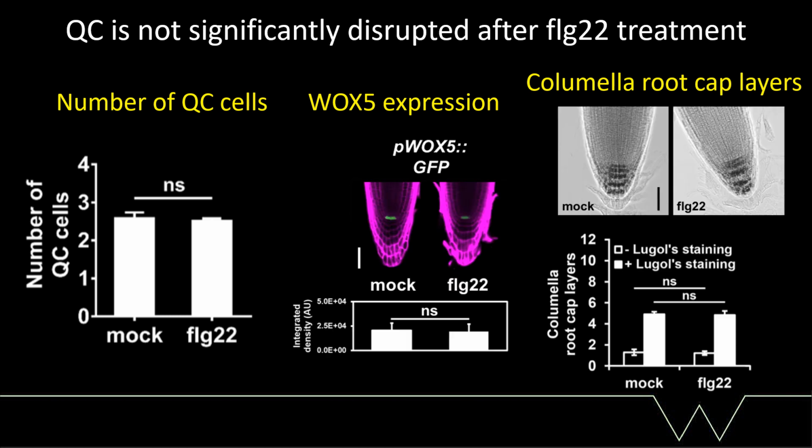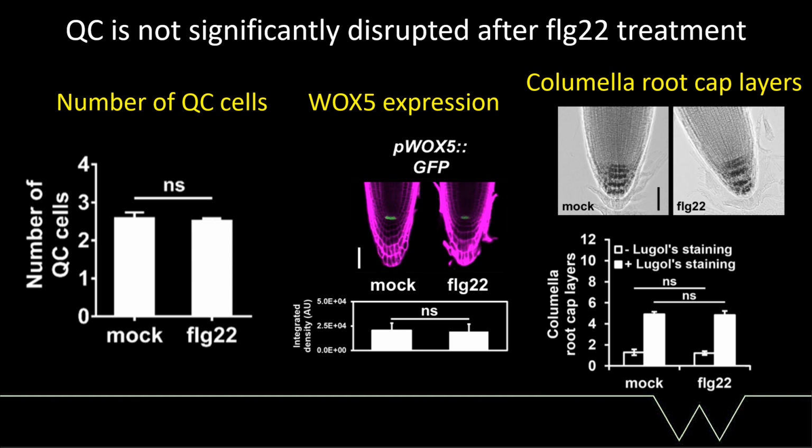So our first question was, does immunity disrupt stem cell patterning and disrupt the quiescent center and stem cell niche? And the short answer is essentially no. So we looked first at the number of quiescent center cells, and we see that after flg22 treatment, the average of 2 or 3 quiescent center cells is retained. WOX5 expression, which is the transcription factor that's specific to the quiescent center, which is crucial to much of its functioning, is also not significantly changed.